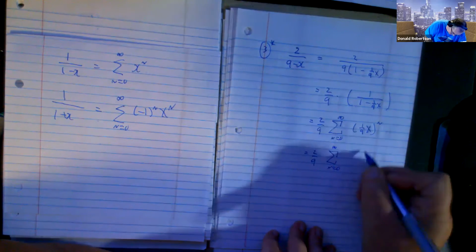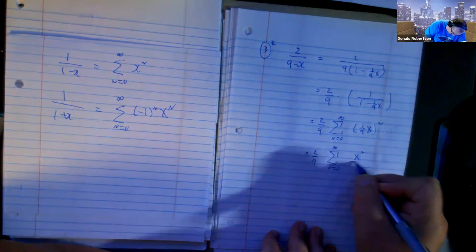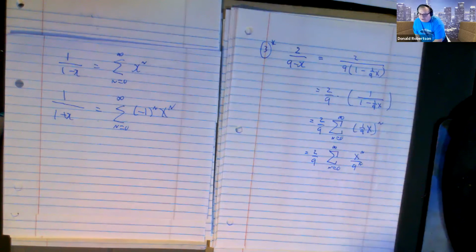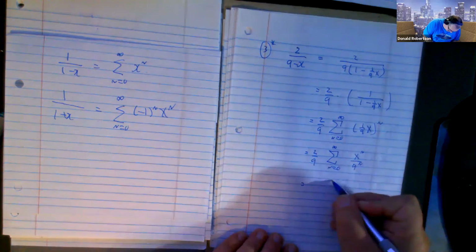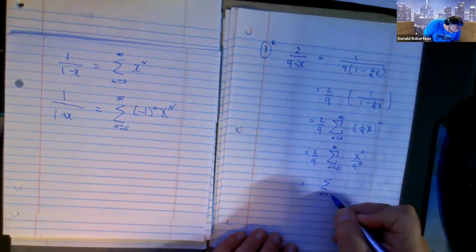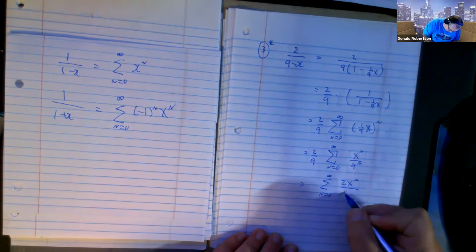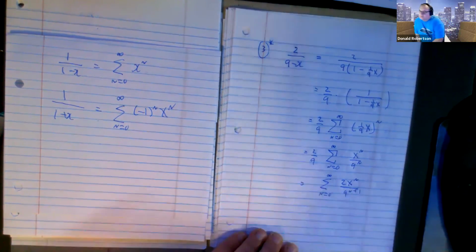This fella, x to the 9, 9 to the 9, I would write it like that. But you could write it as 1/9 to the power of n if you like that. When you bring this fella inside, you end up with that.